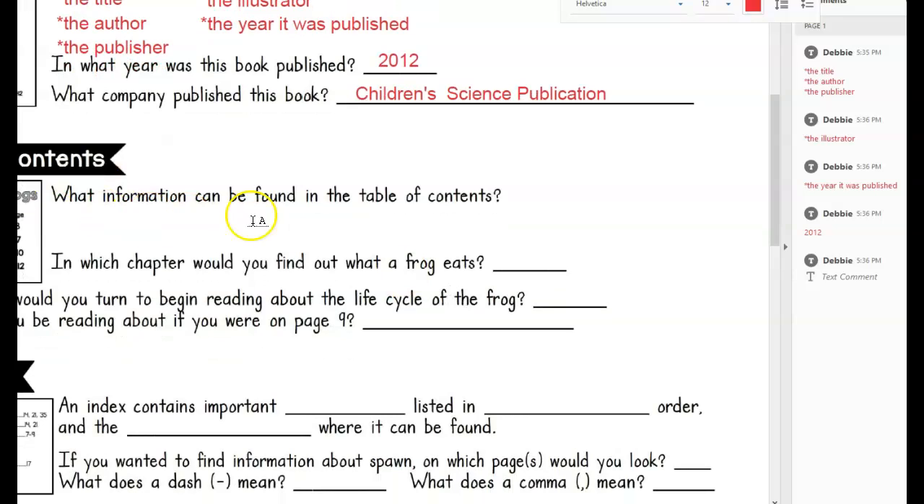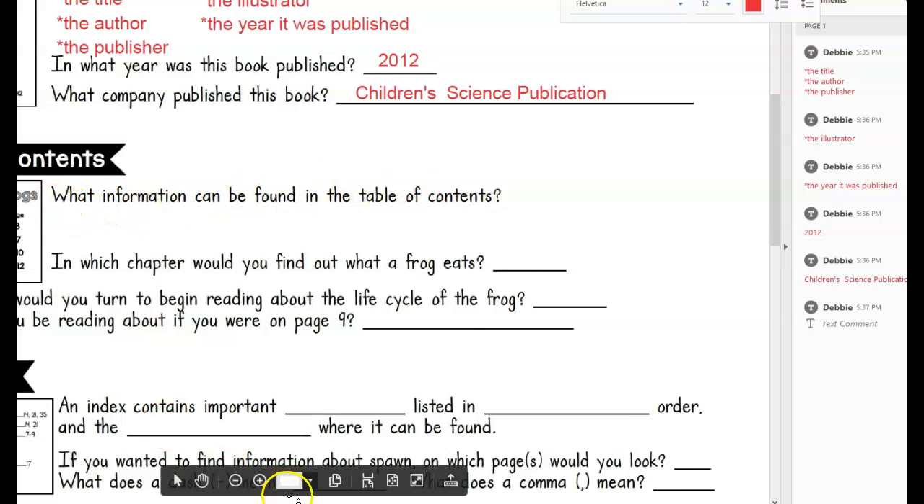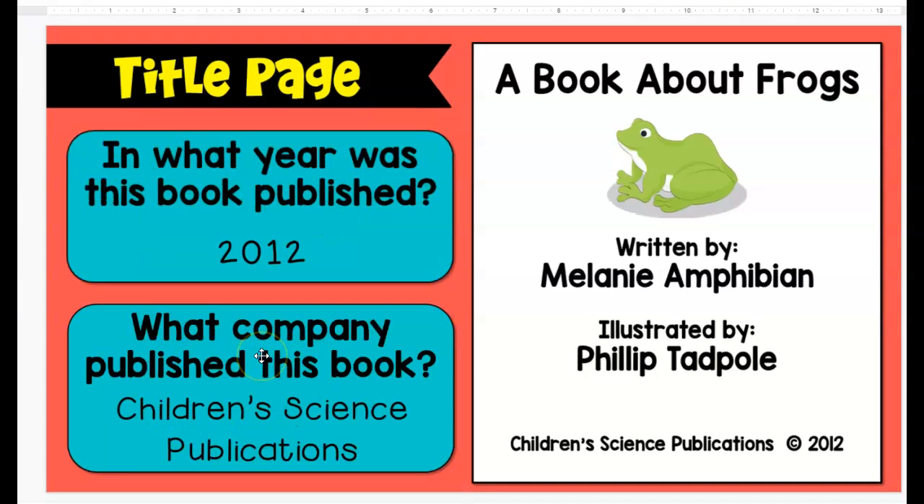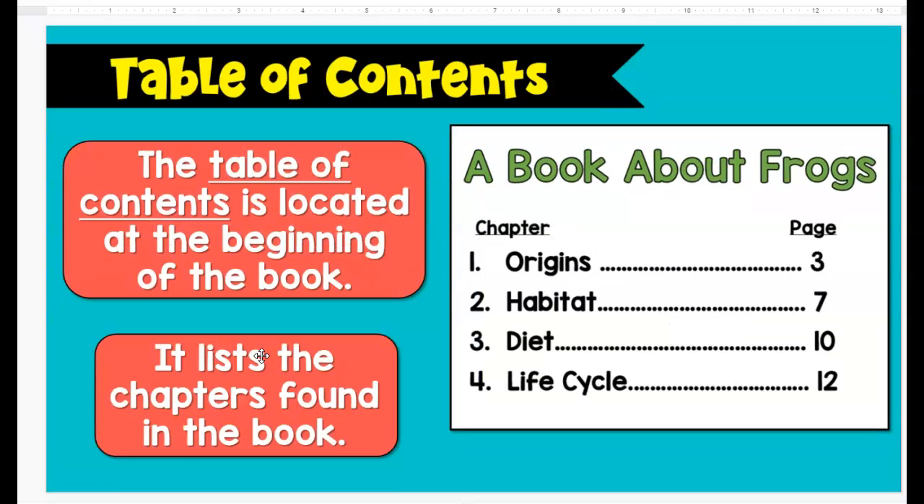Now we are looking at... I was going to see if I could move this over, but I don't know that I can. I can move it, but I can't slide it. Okay, so what information can be found in the table of contents? Again, I'm going to type. I'm going to go back to our slide. I'm going to say, what can we find in the table of contents?